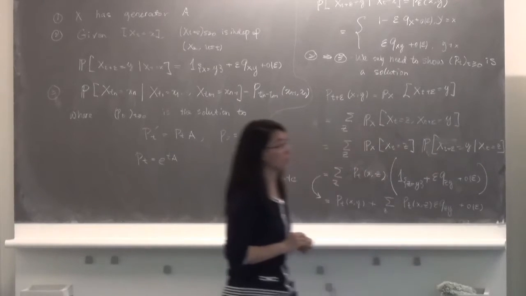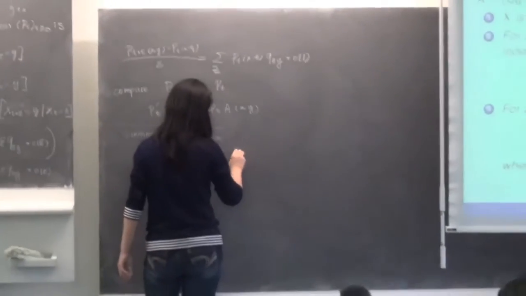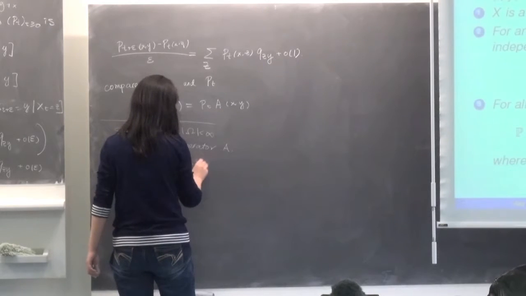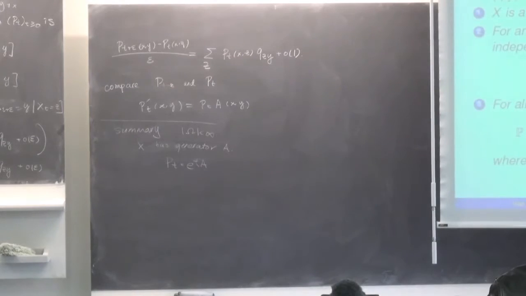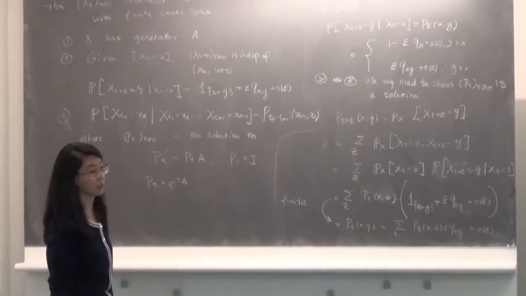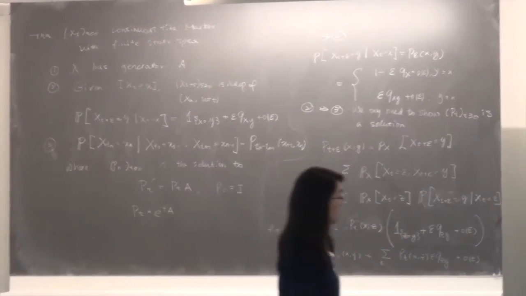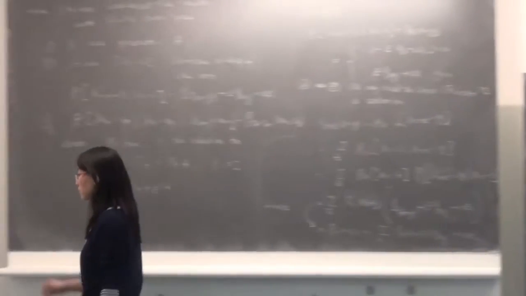Okay, so this is what happens in the finite state space case. Then we know that the semigroup, in fact, equals e^{tA}. But here we say that the proof highly depends on the fact that the state space is finite. So the conclusion is not true for infinite state space. So next, we look at what happens for infinite state space.